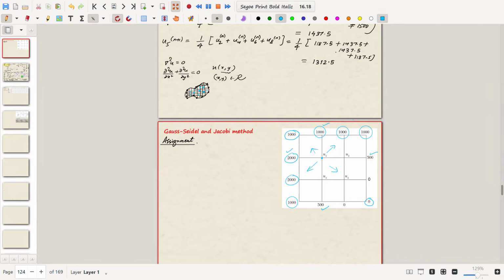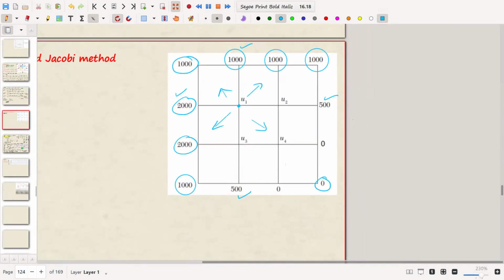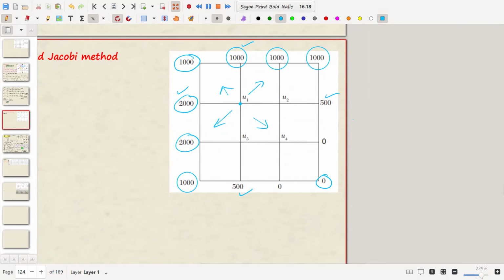Last class I solved it, but most of you have taken the initial condition as 0. See, why I told you to think in a very intuitive way: think that the temperature here is 1000 degrees Celsius, and the temperature here is 2000 degrees Celsius. If it is 2000 degrees Celsius here, how can it be 0 degrees there?